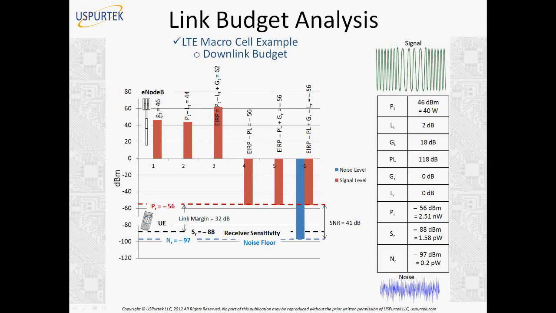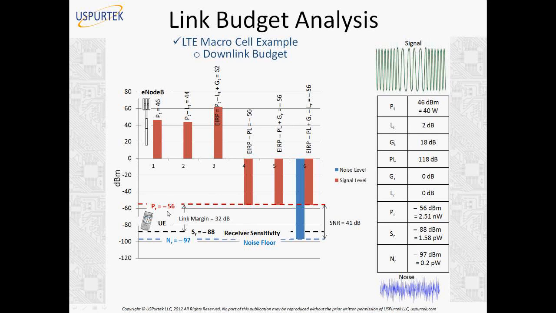We plot this on the bar chart, which we have seen before, and you see here the transmitter power is 46 dBm. On this table on the right, you see that 46 dBm is equivalent to 40 watts. It's a 40 watt transmitter here. Then we go through these calculations for the path loss. The losses on the transmitter drop it down to 44 dB, and the gain on the antenna pushes it up to 62 dB. Then you have the path loss here. The path loss is 118 dB, which brings it down to minus 56 dB. And then you have receiver gain of 0 dB and receiver loss again 0 dB. And finally, your received power level at the handset is minus 56 dB.